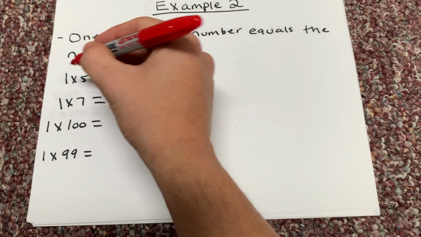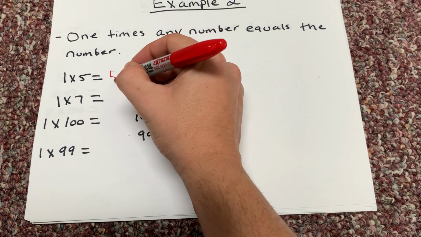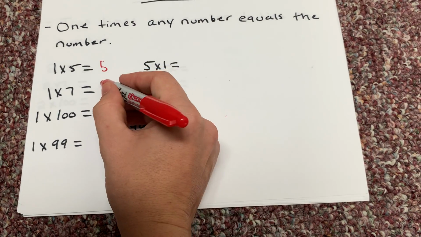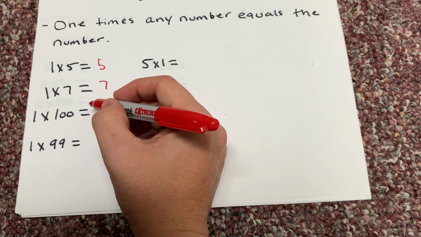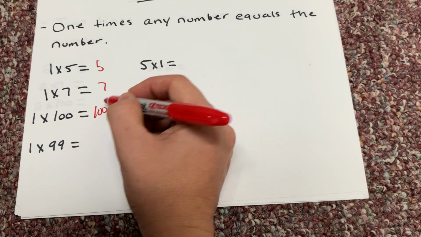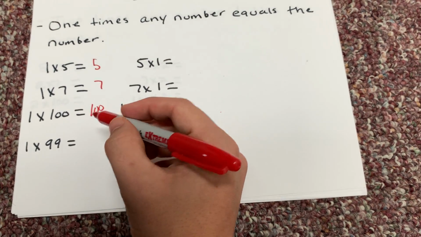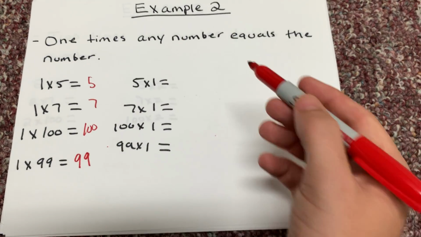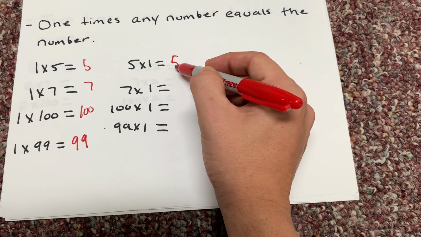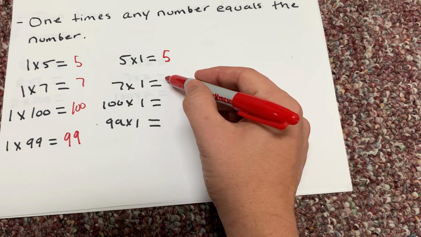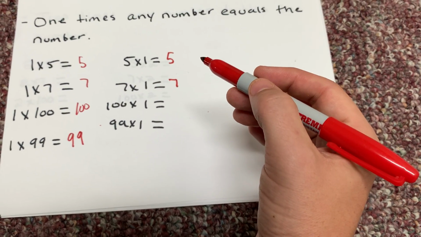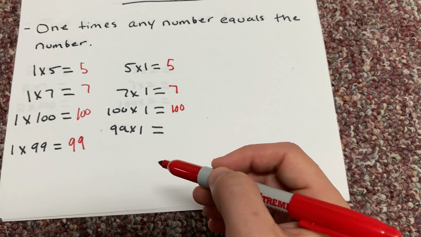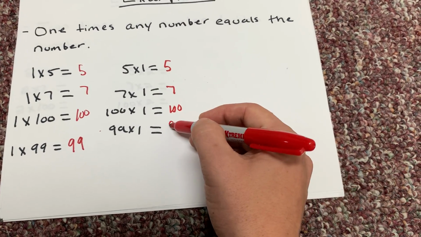So in this case, 1 times 5 is just going to be 5. 1 times 7 is going to be 7. 1 times 100 equals 100. 1 times 99 equals 99. And the same thing flipped over here. 5 times 1 equals 5. 7 times 1 equals 7. 100 times 1 equals 100, and 99 times 1 equals 99.